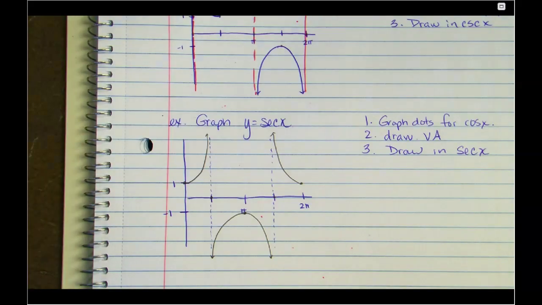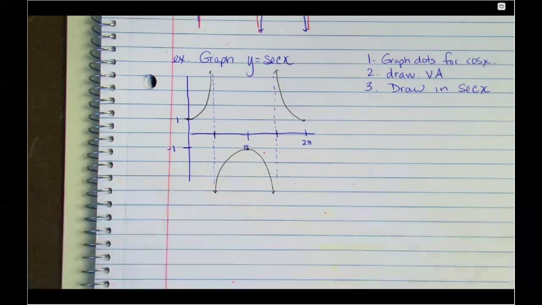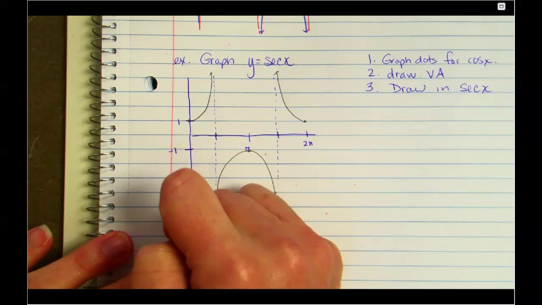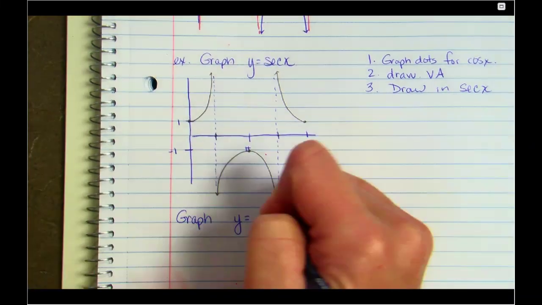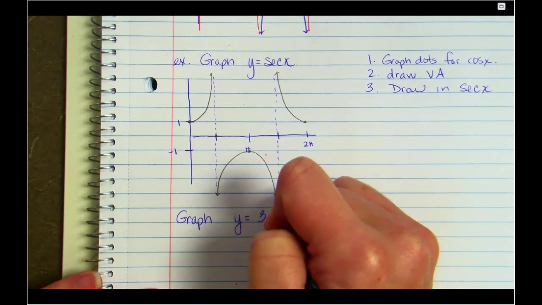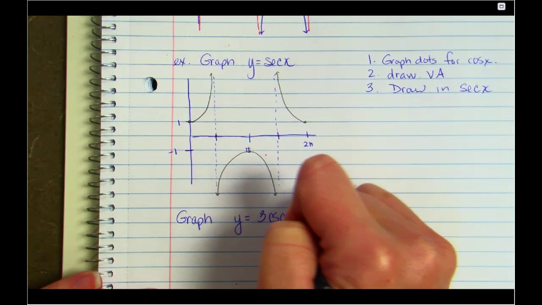Okay, so that's the basic. We're going to do maybe 2 or 3 ones with transformations. Okay, don't freak out. It's not going to be hard. So let's, because I don't want you to freak out, let's go 3 cosecant.